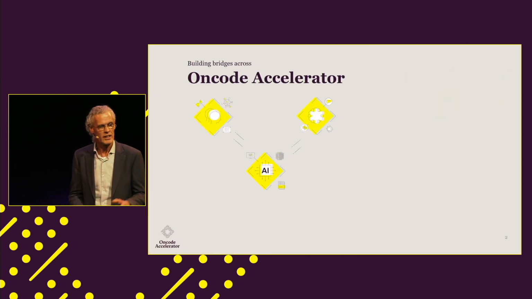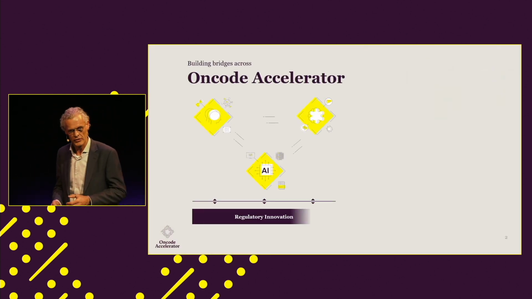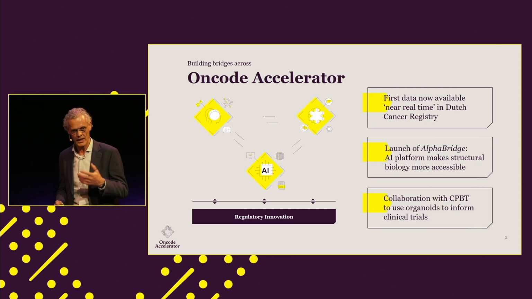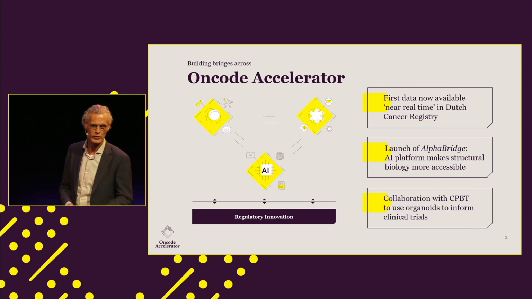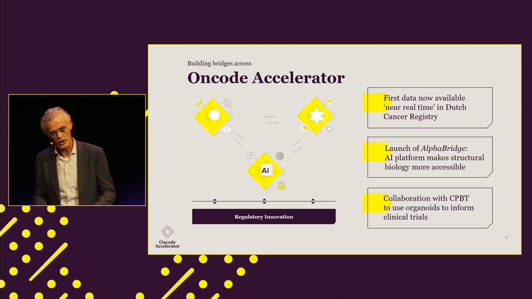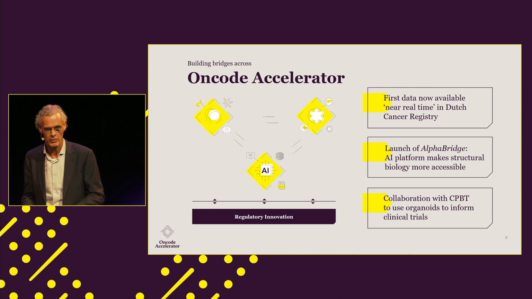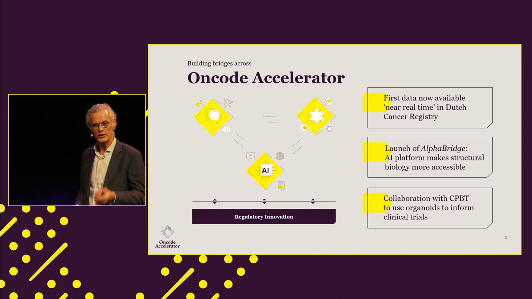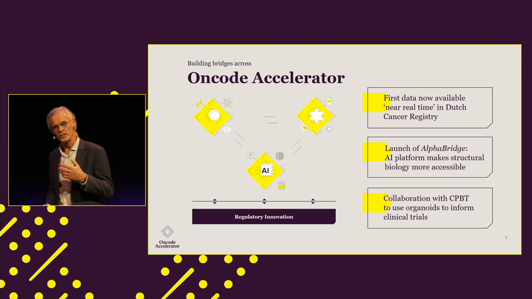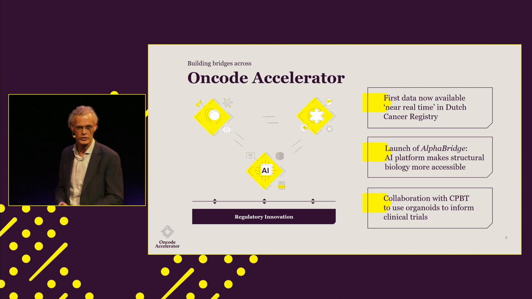And Oncode Accelerator consists of a couple of activities, and 3 have already been mentioned during earlier talks: patient cohorts, organoid models, and AI. And I will very briefly touch upon some of the achievements that we've managed to make in the last year, in this year.